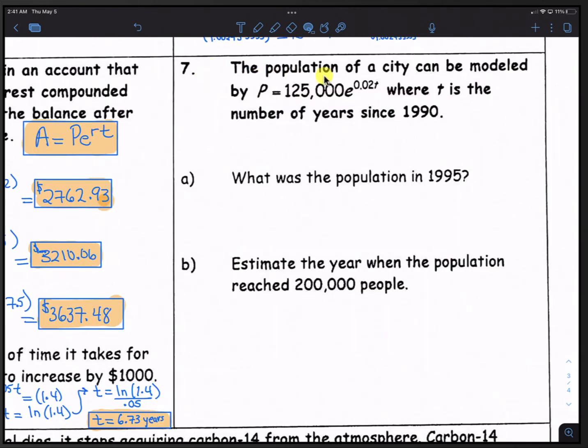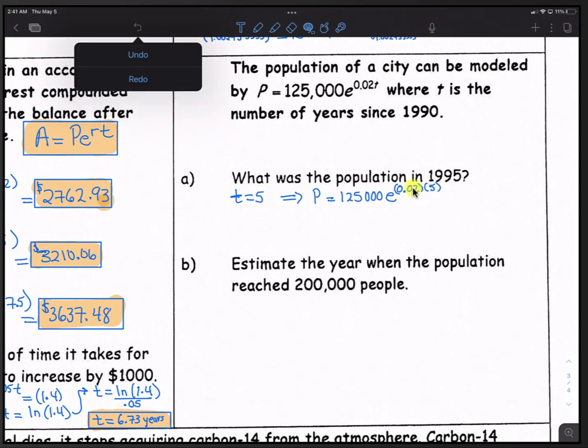All right, here's question 7. The population of a city can be modeled by P equals 125,000 times e raised to the 0.02t, where t is the number of years since 1990. Question A, what is the population in 1995? Well, between 1990 and 1995, 5 years has gone by. So t is going to be 5. And we simply plug 5 into this equation here for t. All right, so P is 125,000 times e raised to the 0.02 times 5.